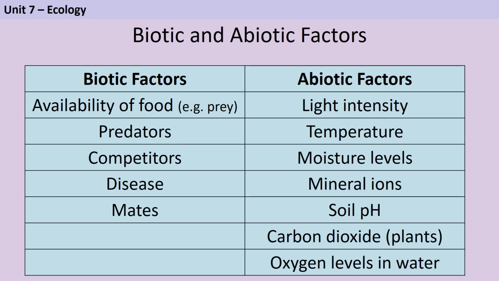The biotic factors could be things like the availability of food, so either prey or plants and fruit if it's a herbivore, predators which are going to try and eat you, competitors for that food and also for things like shelter and mates, whether there are diseases, and also how easy it is for you to find a mate. It's no good you finding the perfect environment where you can survive for ages if you can't actually have any babies there. And then the abiotic factors for plants, light intensity is obviously going to be a big one, so they can photosynthesize, the temperature, the moisture levels, the mineral ions, the soil pH, and also carbon dioxide levels. And then if you're an aquatic organism like a fish or a newt, then oxygen levels in the water are also going to be really important.